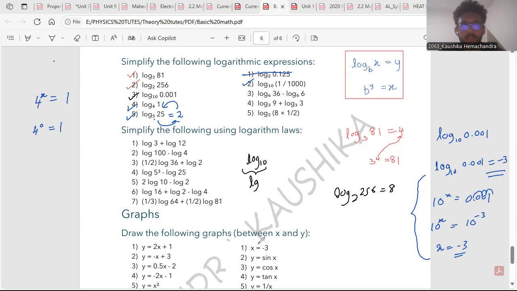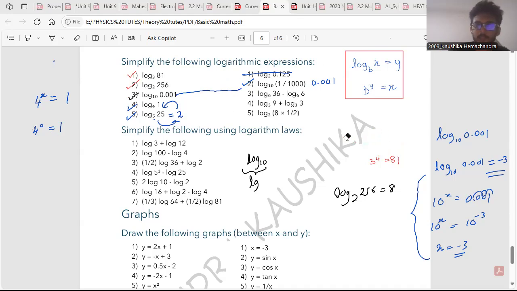Yeah, it's the same answer, no? Minus 3, right? It's minus 3. So 1 over 1000 is 0.001, right? So it's the same as this, no? So the answer is minus 3, right?